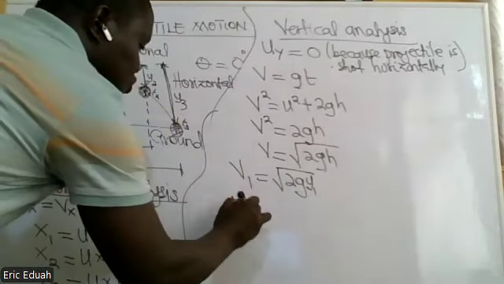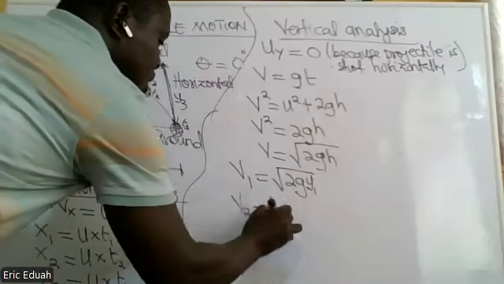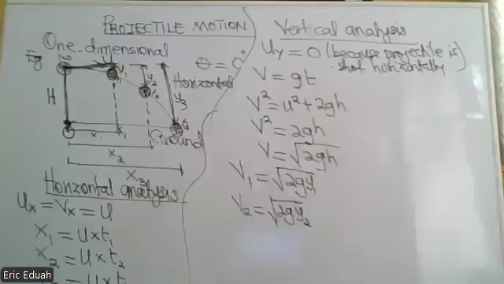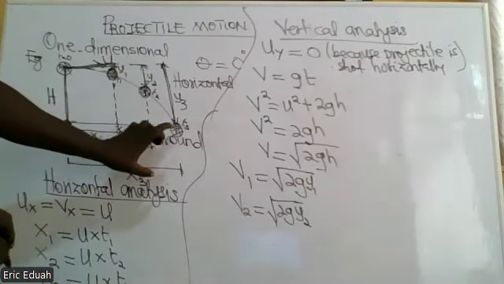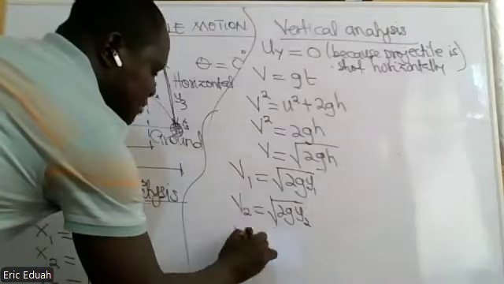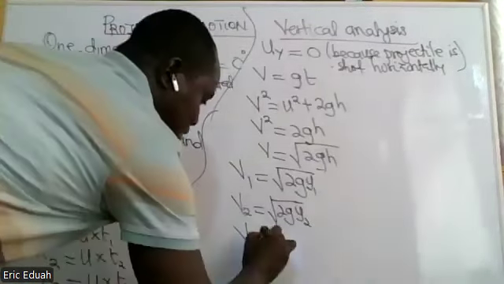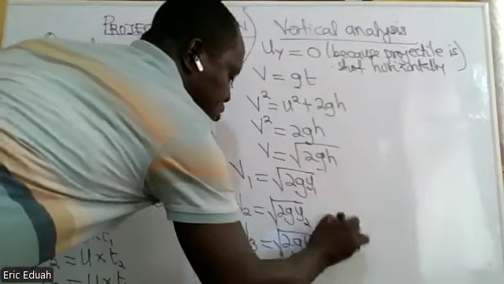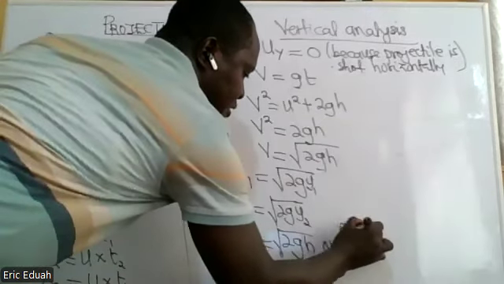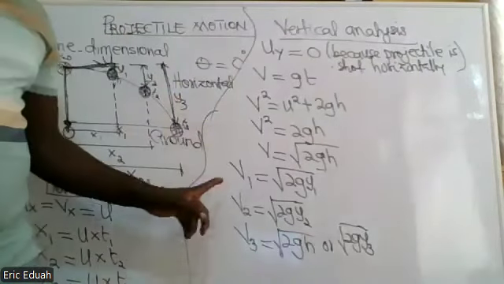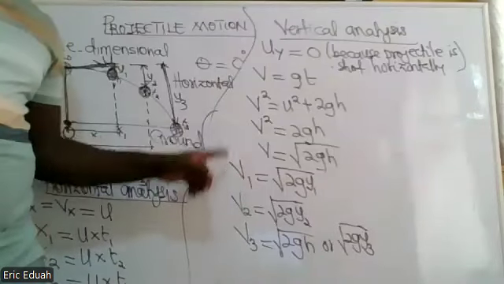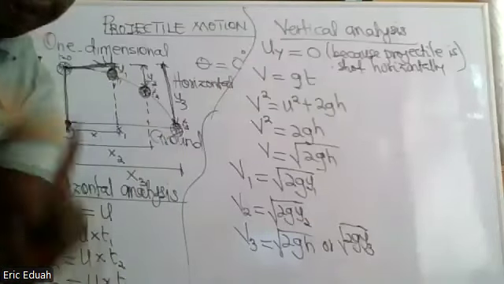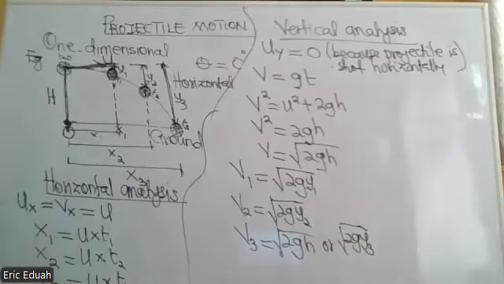If I want v2, v2 is also square root of 2gy2. And the maximum vertical height, v3 just before it drops to the ground, can also be square root of 2gh or square root of 2gy3. So this is also used for calculating vertical velocity as the body falls. But this is height dependent, whereas the first one is time dependent.